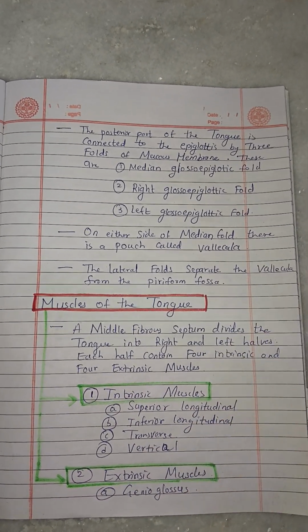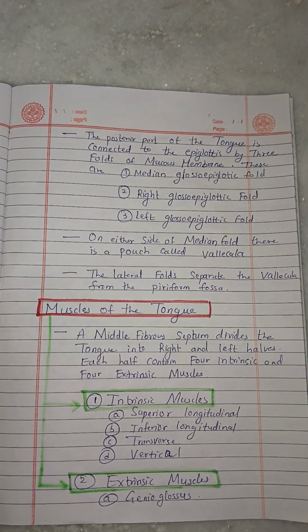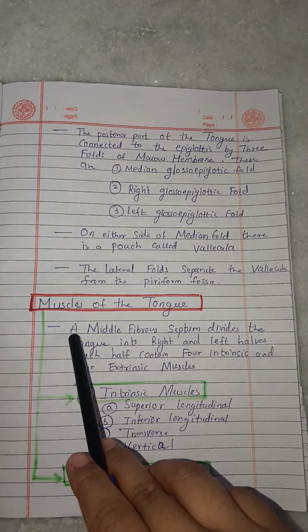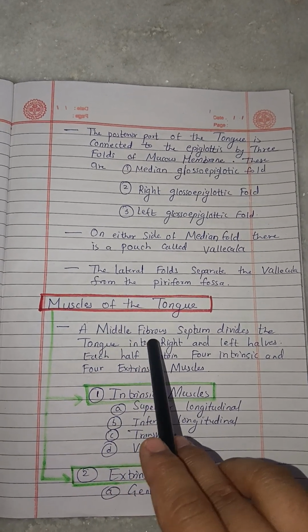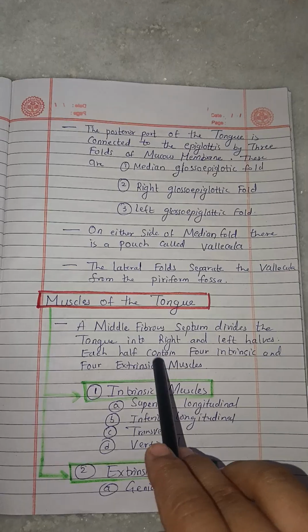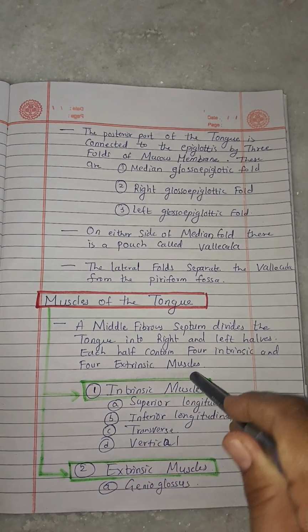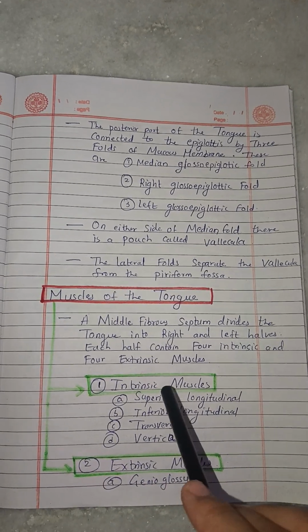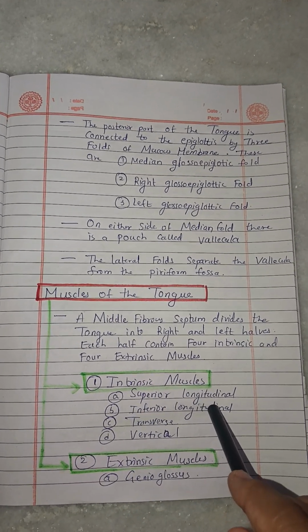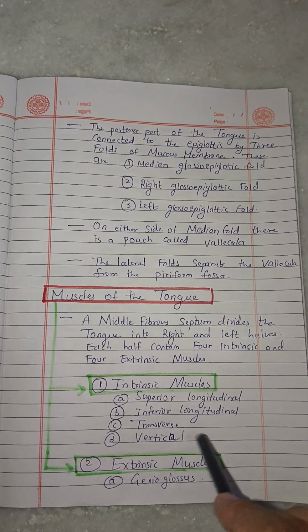Okay, now we will go to the muscles of the tongue. What are the muscles present in the tongue which cause the movements of the tongue? A middle fibrous septum divides the tongue into the right and left halves. Each half contains 4 intrinsic and 4 extrinsic muscles. First we will see the intrinsic muscles. What are the intrinsic muscles? Superior longitudinal, inferior longitudinal, transverse, and vertical muscle.